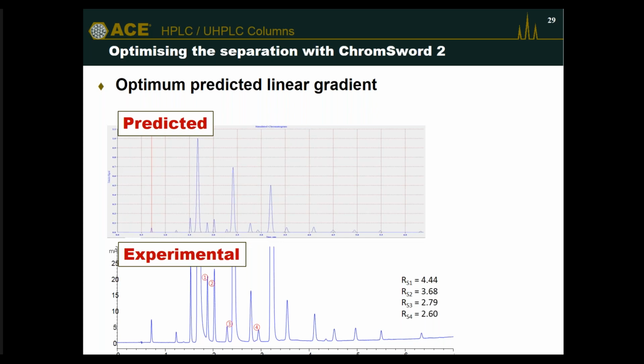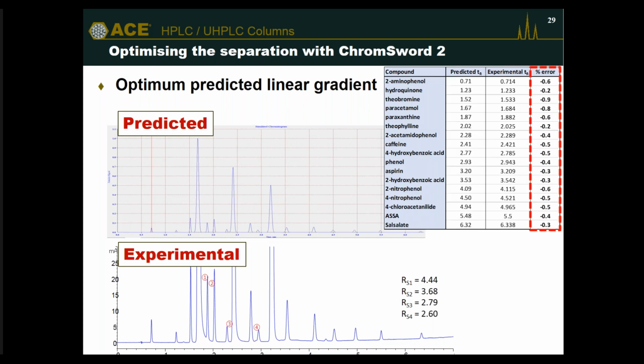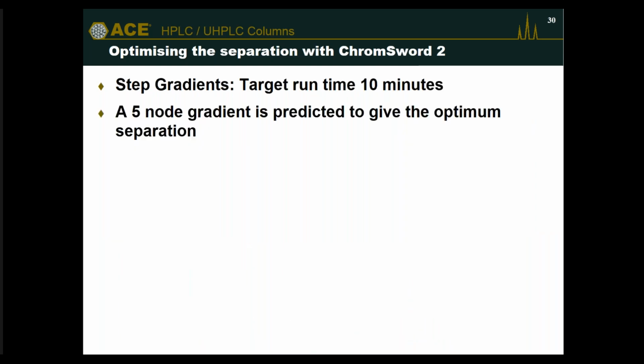So we can see, even though the resolution value for RS1 is reported as 4.44, we can see that it's actually slightly on the tail of that main compound. If we look at the predicted versus experimental accuracy, we can see that the error is very low. So the software is predicting really well with respect to what we actually get experimentally and practically. So that was just the linear gradient.